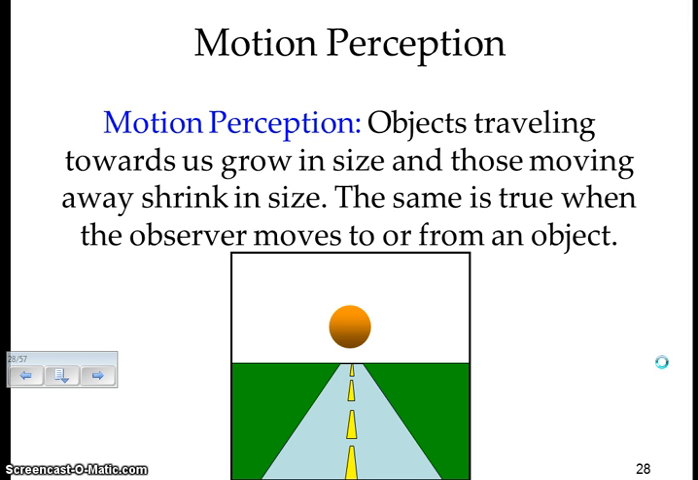Motion perception: objects traveling towards us grow in size, and those objects moving away from us tend to shrink in size. The same is true whenever we're moving around. Here's the ball, it's coming at you. Okay. See, let's do it again. Comes close to you, then it moves away. As it comes closer to you, that's why it's becoming large. But we know that the object is always the same size.